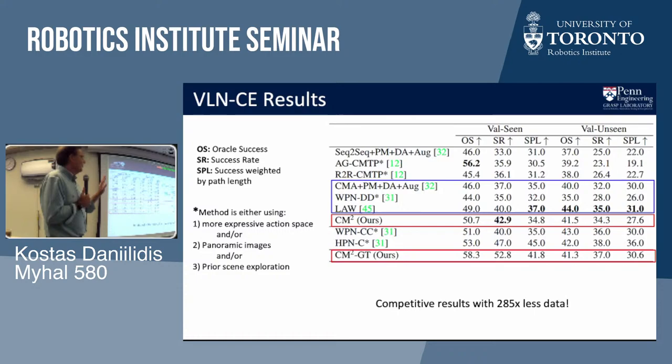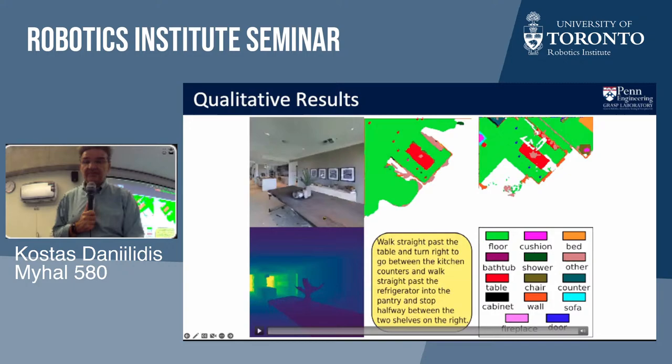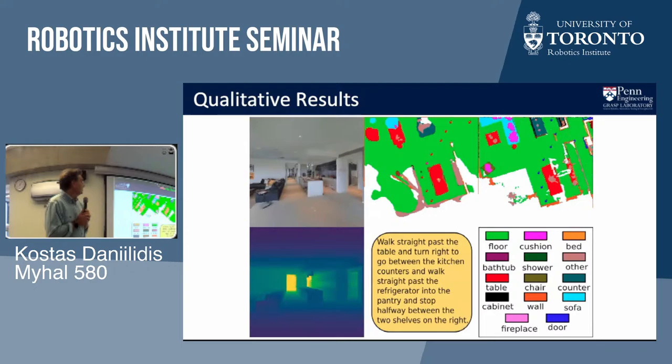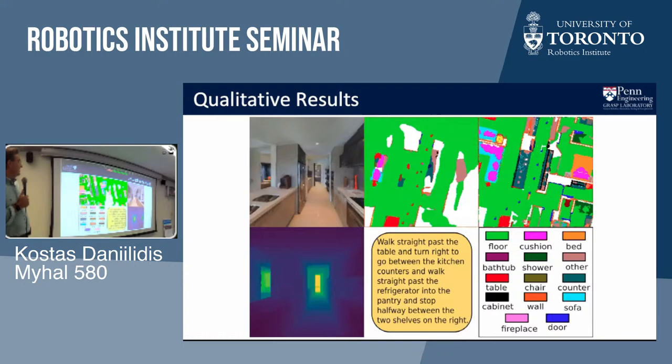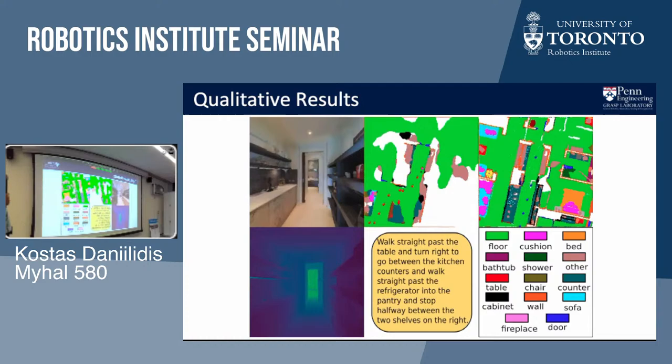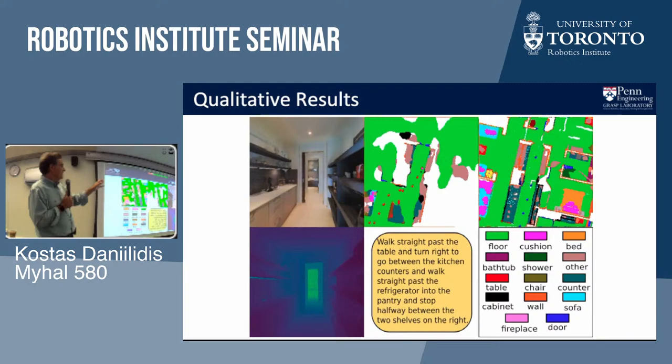I'm not going to go into breaking down the results. Let me show you a video of how this execution really looks. Every time we predict different waypoints, this is the depth map, and this is the actual image. Red is our prediction, and blue is the ground truth. We show ground truth on the right, and the predicted map and waypoints on the left.